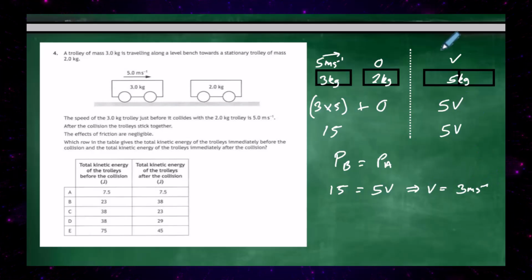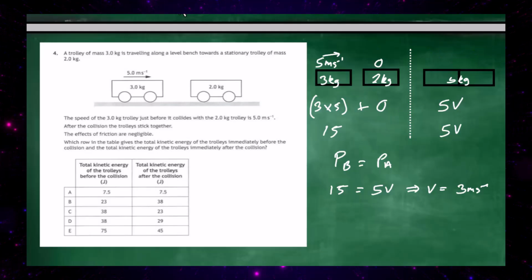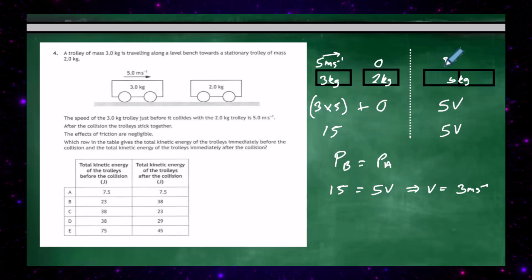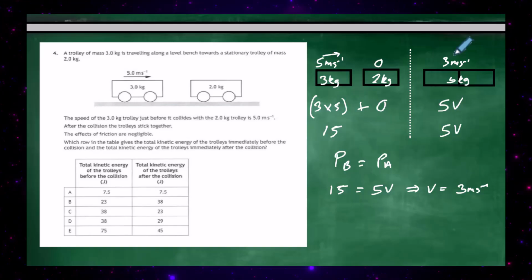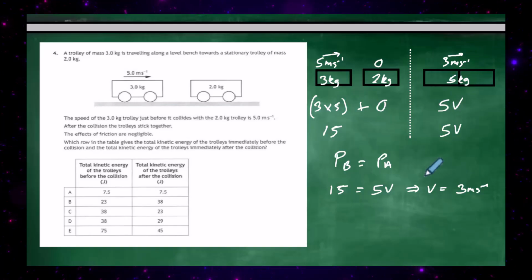It's a positive number, which must mean it's going in that direction. So we can change that now. We can fill in a diagram. It's now going to be moving at 3 meters per second, and it'll be going to the right as usual. And we've got 5 kilograms. So that's the total momentum.